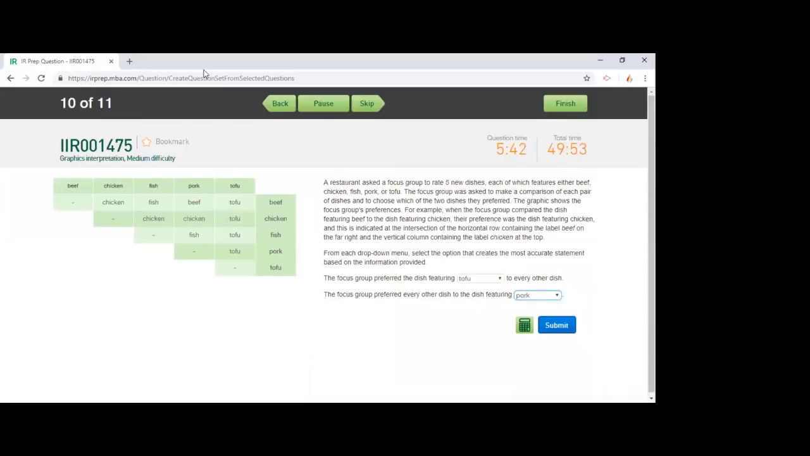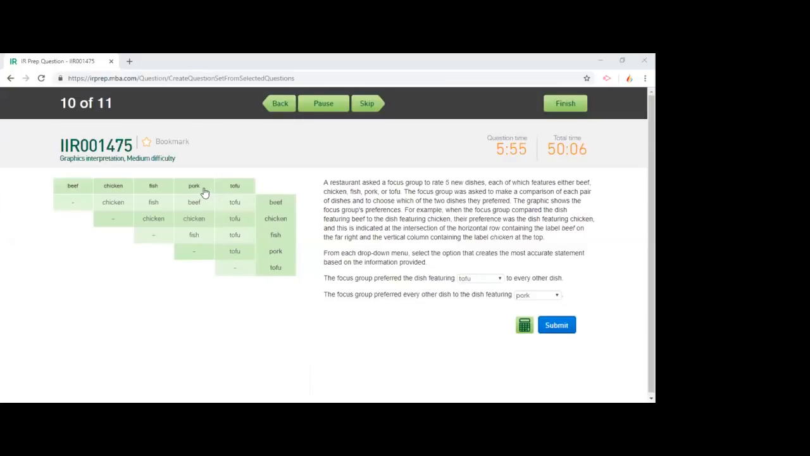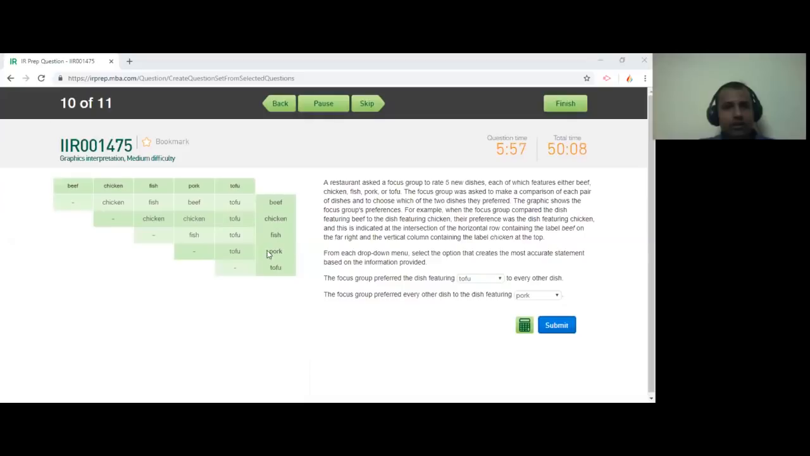Sir, just to confirm, pork dish was not compared to tofu, right? In this diagram, pork was not compared to tofu, or am I missing something? See the pork on the row side, and it's compared with tofu in the last column.